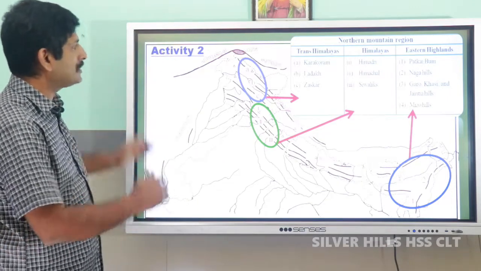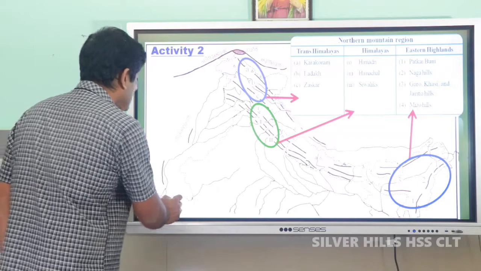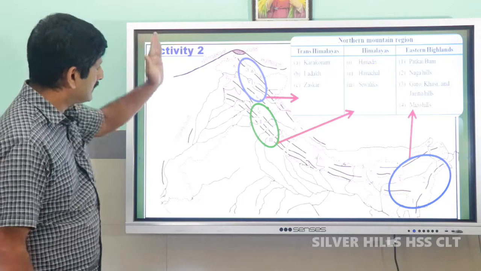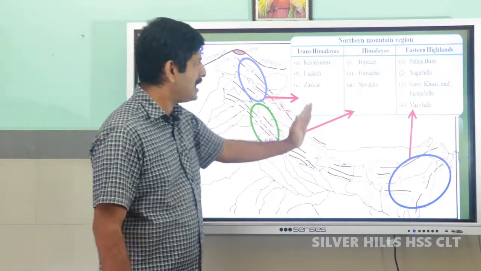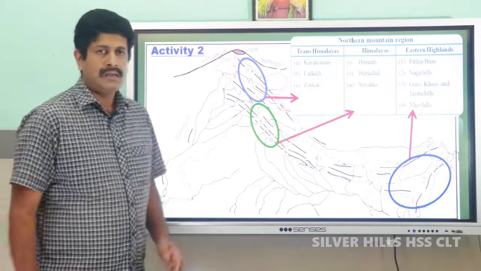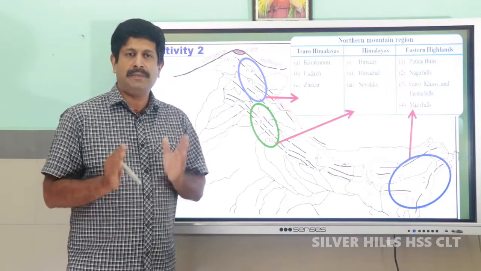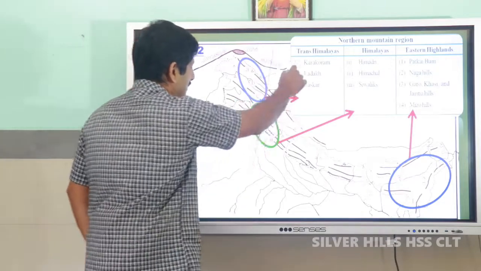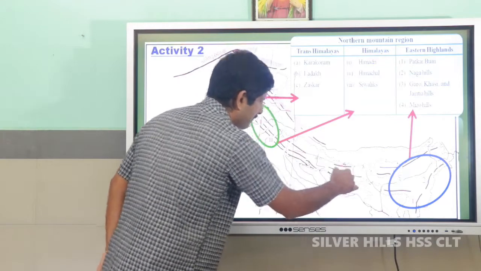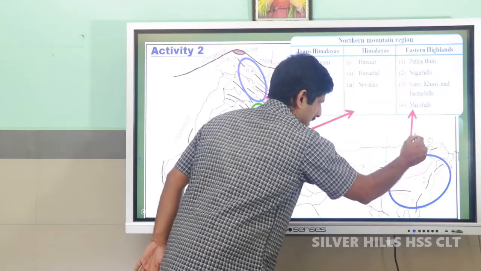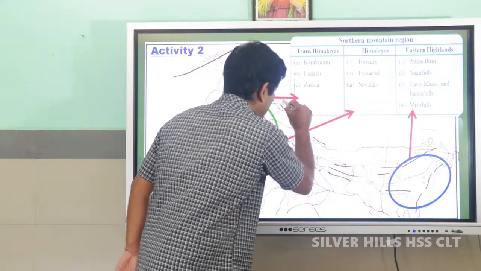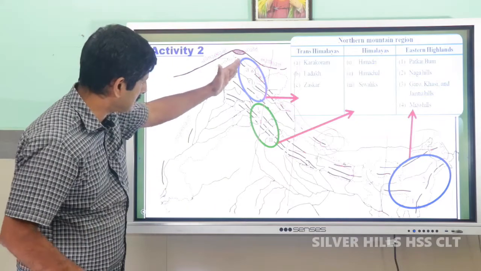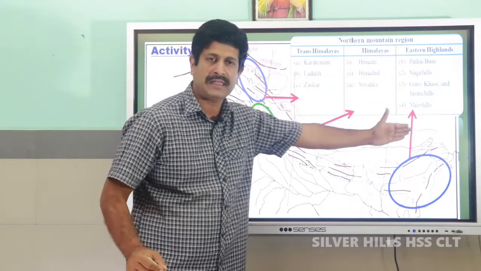When we are talking about the northern mountain ranges, they have been broadly classified into 3: Trans-Himalaya, Himalaya and Eastern Highlands. Northern mountains are classified into 3. The first classification here, the second classification till here, and the third classification here.